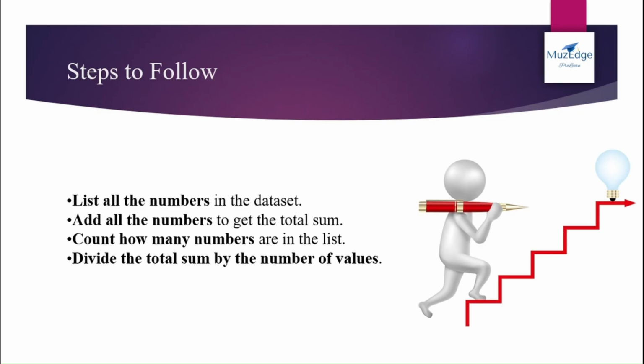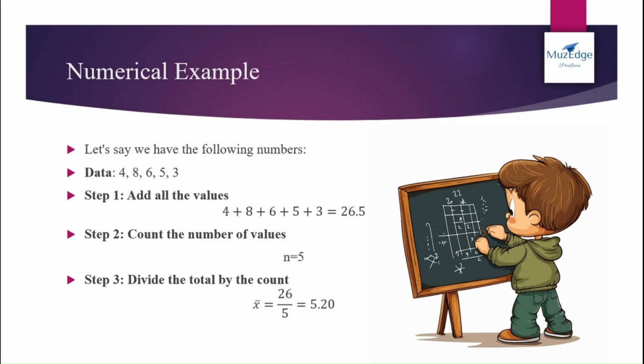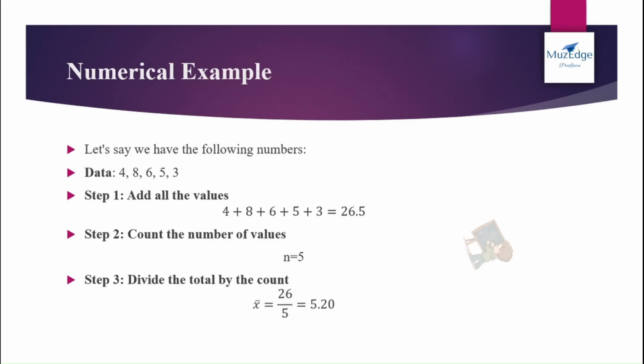Now, let's see a quick example to make this clear. Suppose we have the following data: 4, 8, 6, 5, and 3. Step 1. Add them up. 4 plus 8 plus 6 plus 5 plus 3 equals 26. Step 2. Count the numbers. We have 5 values.